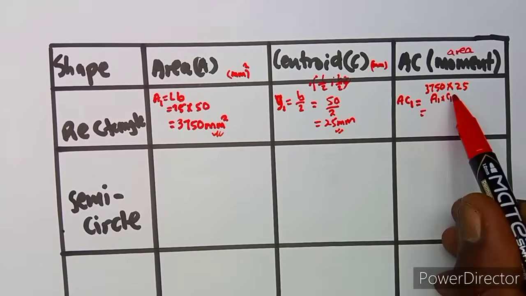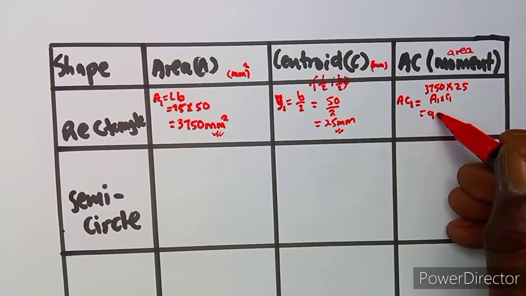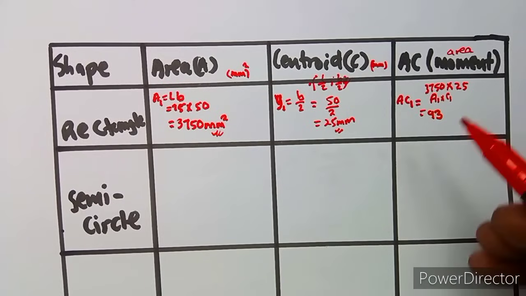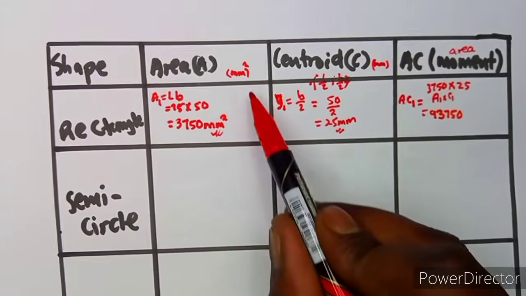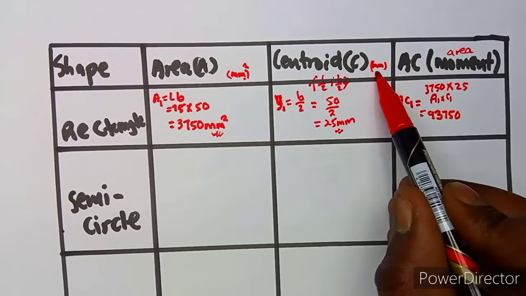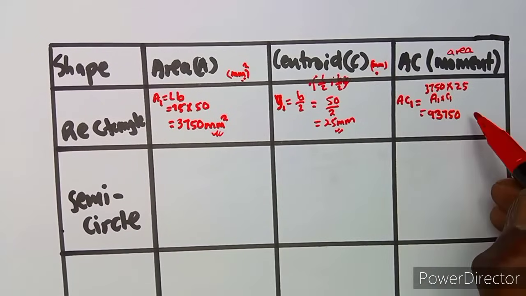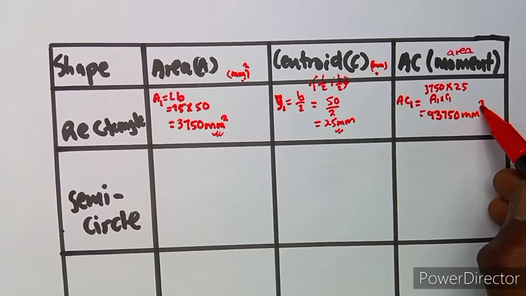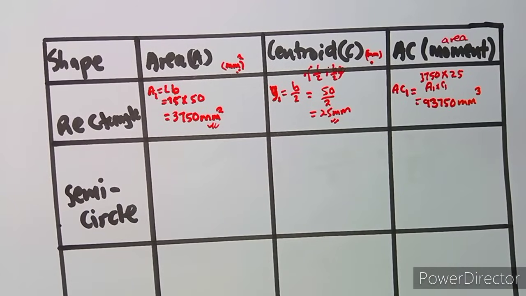If you multiply these two together, we obtain something like, so I want you to multiply properly, guys, something like 93750. Remember, you're multiplying square millimeters by millimeters, so it's going to be cubic millimeters. Okay, so that's what we had for the rectangle.